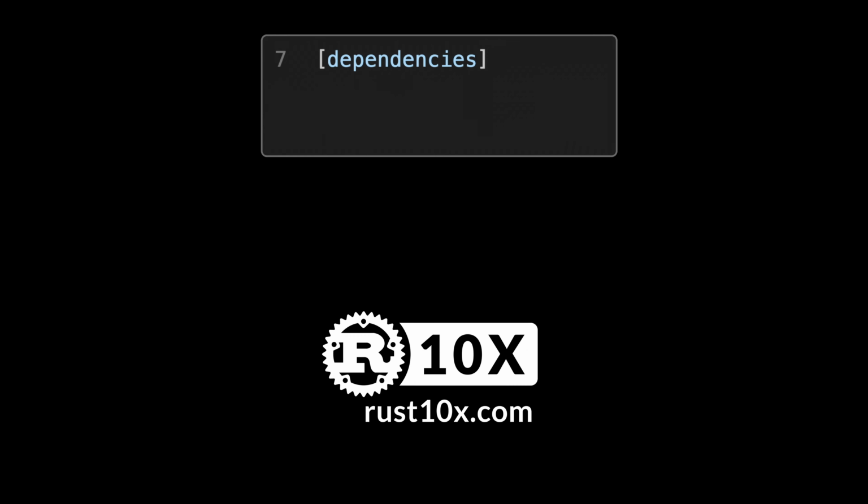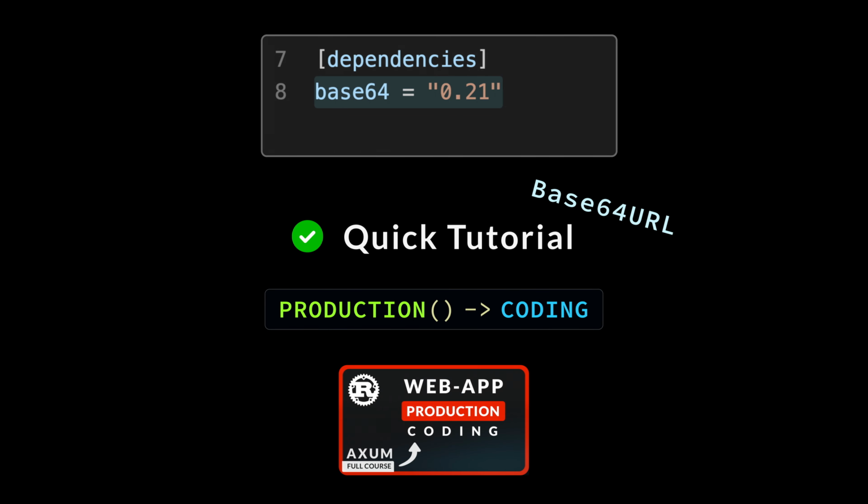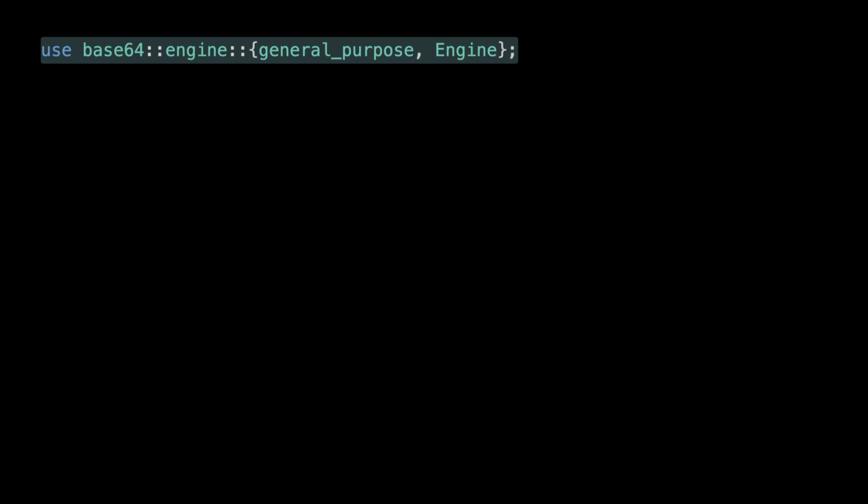In this video, a quick tutorial on Base64 and Base64 URL and how we use them in our production code. So first, the usage, very simple. Make sure you have the latest version in your dependencies. We import the general purpose module and the engine trait.